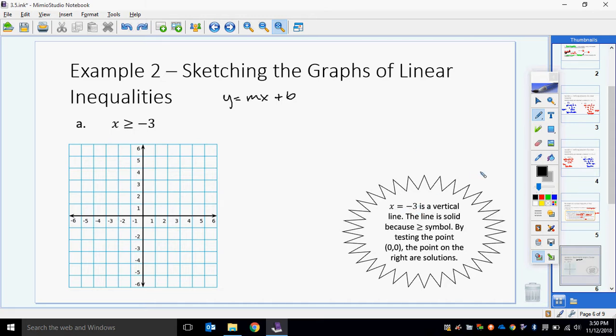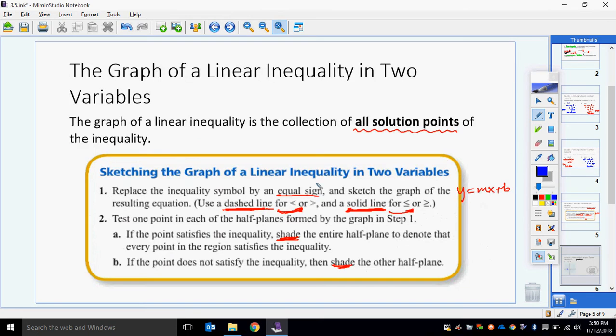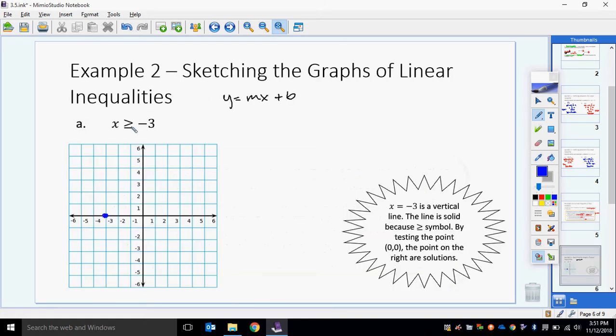This is a vertical line, right? It crosses the x-axis at -3. So find the x-axis, find -3, and put a point. It's going to be a vertical line. However, remember I said I need to be careful for a dashed line or a solid line. So look at that symbol. It has a line underneath it. That means solid line.